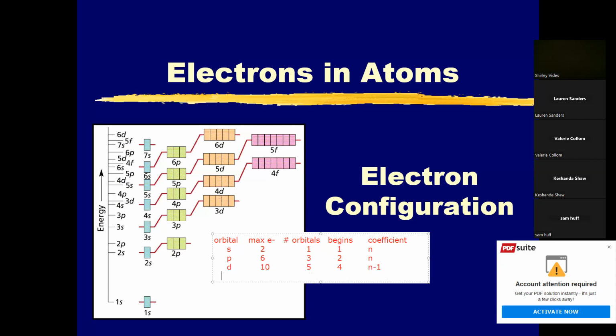The next orbital is F. And it has 14 total electrons. And it has 7 orbitals. And the last thing, where does it begin? It begins in level 5. But the coefficient, no, sorry, levels. See, this is where it gets confusing. This is what I was telling you. It's actually level 6. The coefficient is N minus 2. So that's why it's weird to think about that one. All right. So, N minus 2. Okay, there we go.